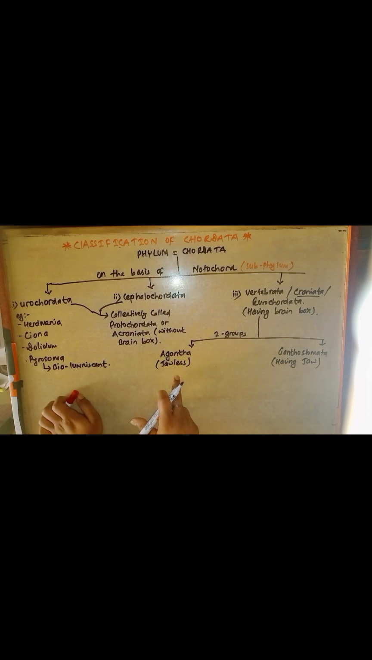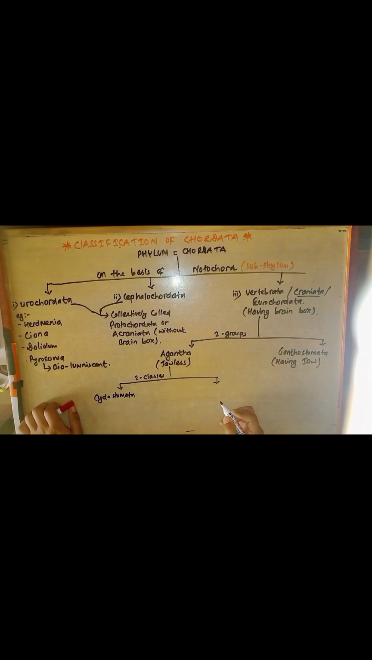And now this Agnatha is classified again into two classes, that is Cyclostomata and Ostracoderm. And the examples of Cyclostomata are Petromyzon, sea lamprey, and Myxine, that is hagfish.